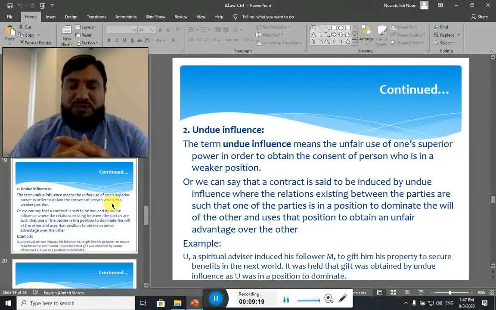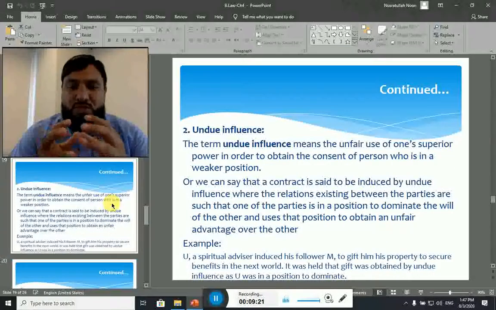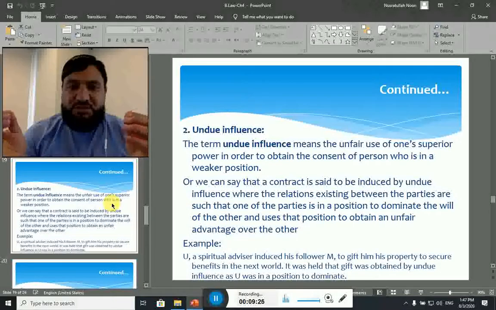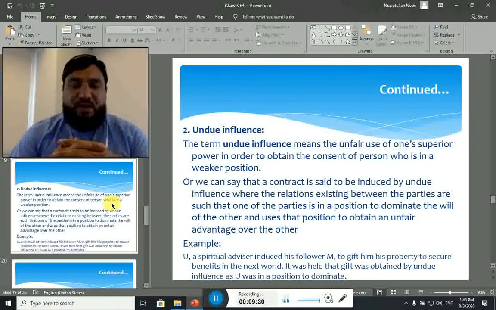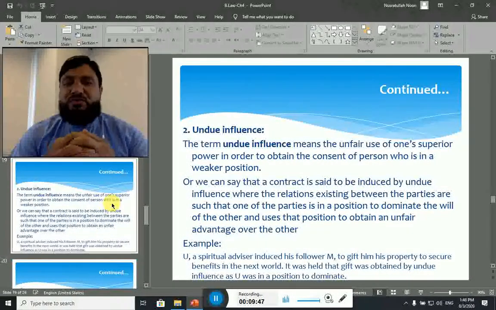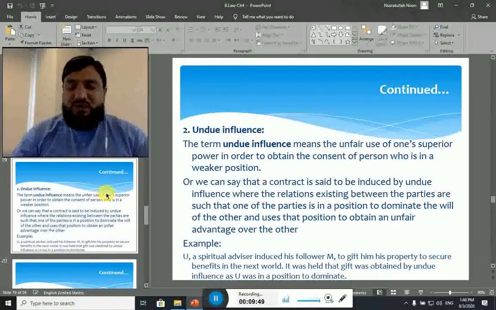So when contractual parties are in such a position, they should come out of such positions, and when they want to enter into an agreement, basically they should act as a layman without looking at their position or whatever relation they are in. If such is the case, then the consent is not free. When consent is not free, the contract is not valid.